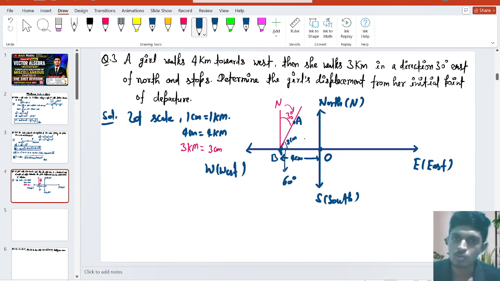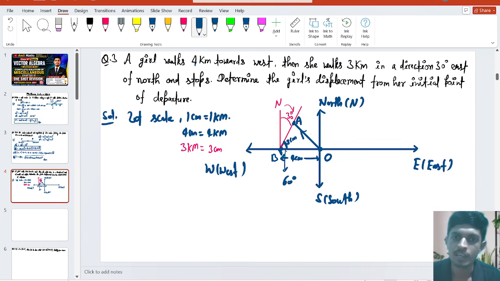Okay, so we need to find what? Determine the girl's displacement from her initial point. This is the final point A, and simplifying this is OA. So we just need to find vector OA. So vector OA is vector OB plus vector BA. And how to find vector BA? Here you see that this is the angle theta.